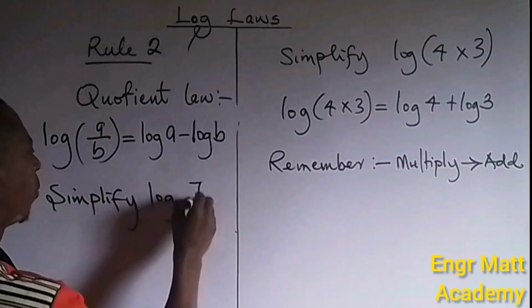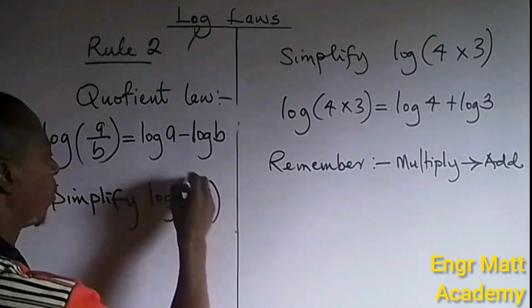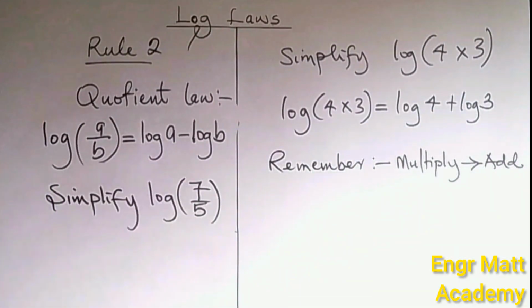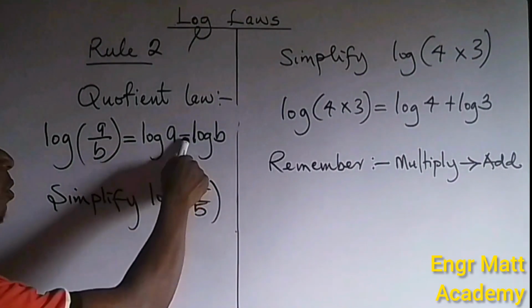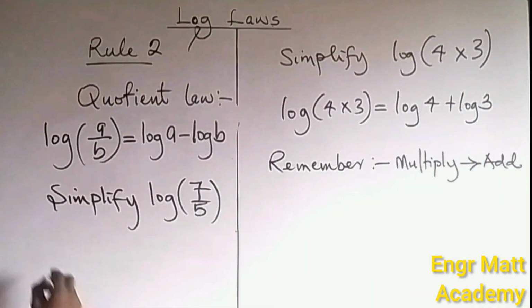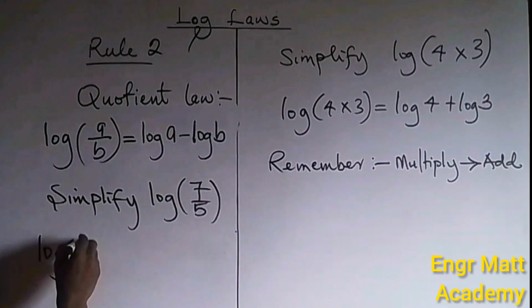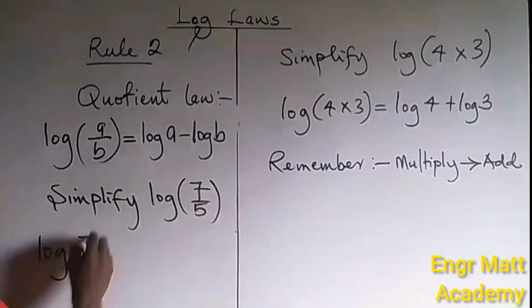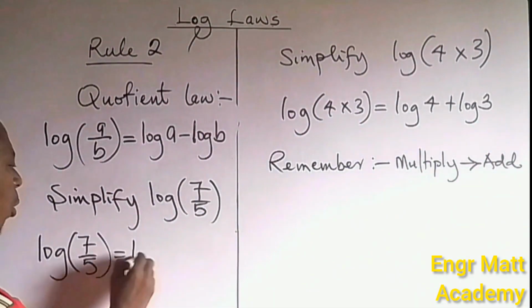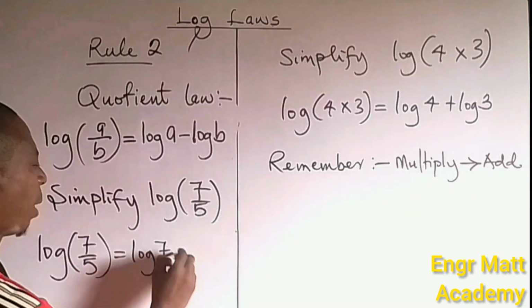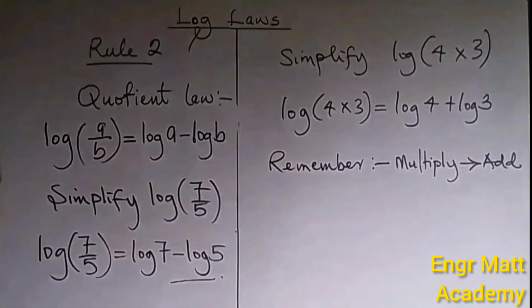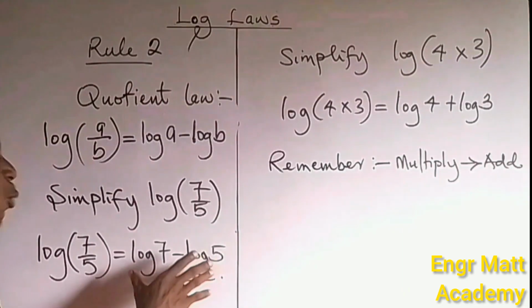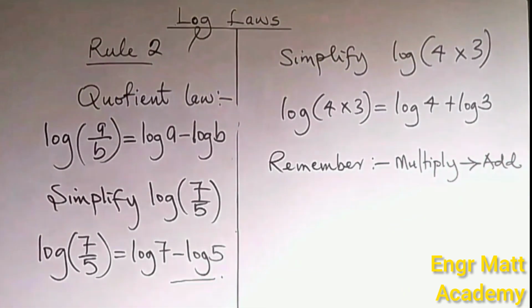log 7 over 5, this is division inside log. So what do we do? We apply the quotient law. Separate the numbers using the minus sign. So we say log 7 over 5 is equal to log 7 minus log 5. Since there's no way we can simplify this further, we leave it at that.